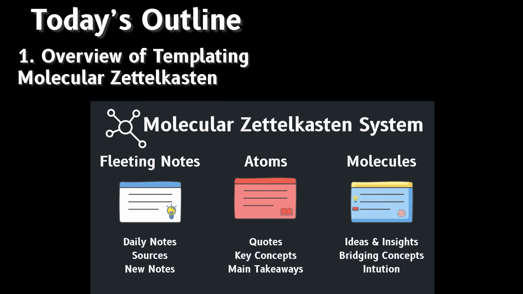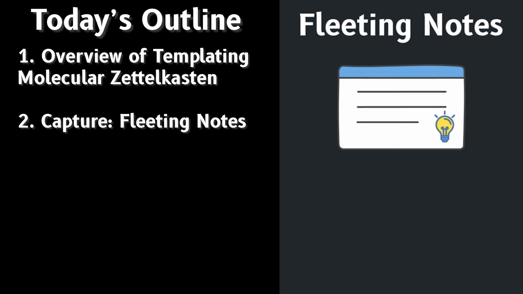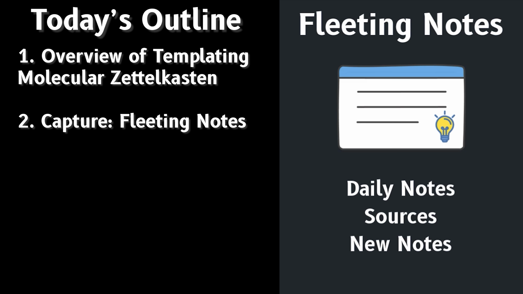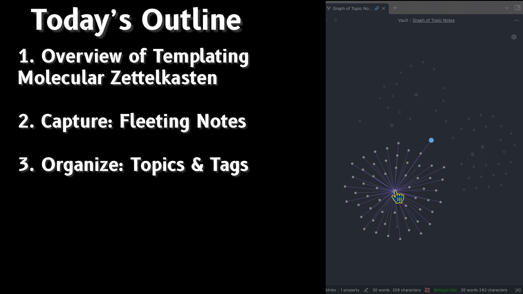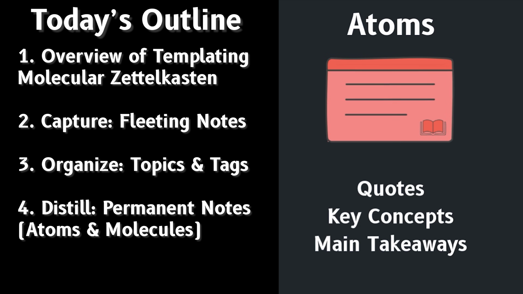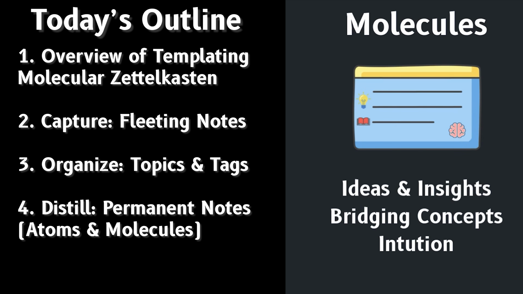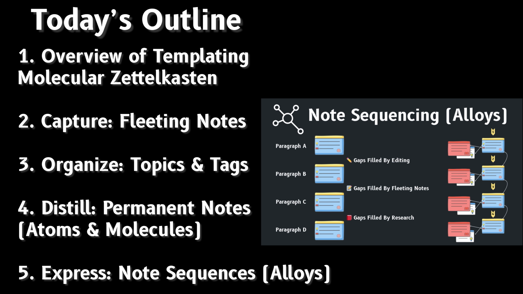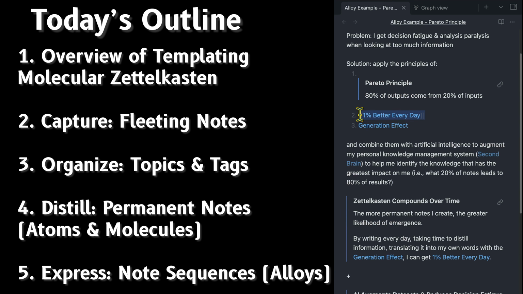Here's today's outline. An overview of templating notes in my Molecular Zettelkasten system, capturing important information and ideas with fleeting notes, organizing my system with topics, tags, and folders, distilling the core value with atoms and molecules, also known as permanent notes, and expressing new ideas in original work with allies, formed as note sequences.